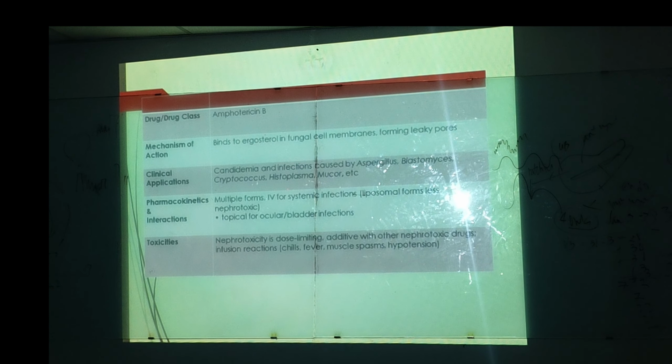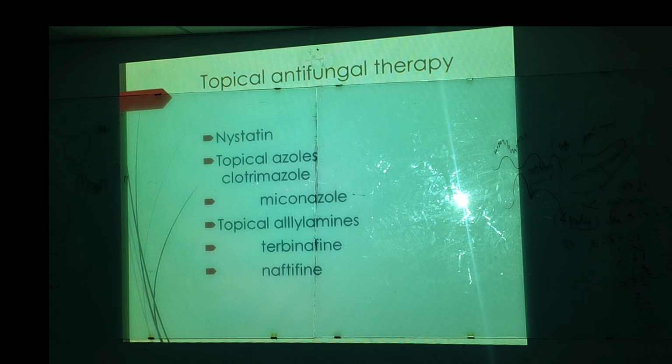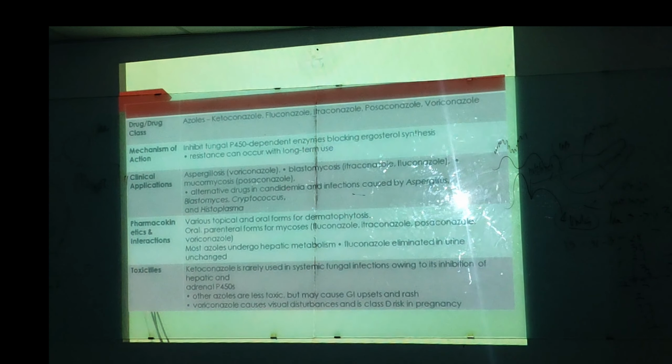Okay, so this is a table. You have this in your book. It is just a summary to help you remember your antifungals. Nephrotoxicity: it is your amphotericin B which is nephrotoxic. Now, your topical antifungal therapy. These are the drugs that can be used topically: nystatin, the topical azoles like clotrimazole and miconazole, and the topical allylamines, your terbinafine and naftifine.